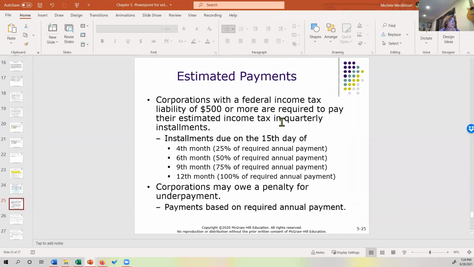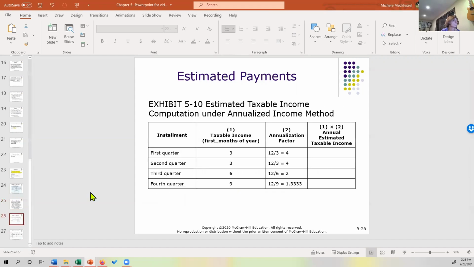Estimated payments. Corporations with an income tax liability of $500 or more are required to pay estimated tax in quarterly installments. They're due the 15th day of the 4th, 6th, 9th, and 12th month. Notice it doesn't give the name of the month, because this is based on a fiscal year. Not all corporations are calendar year. They have penalties for underpayments just like individuals do, and the payments are based on whatever the required annual payment is.